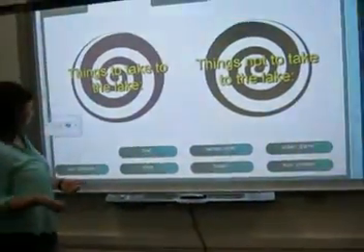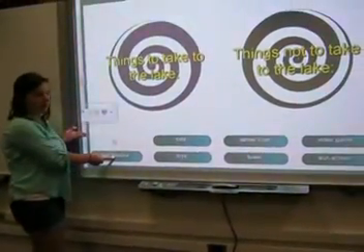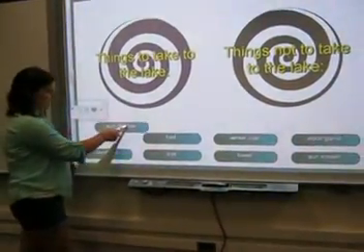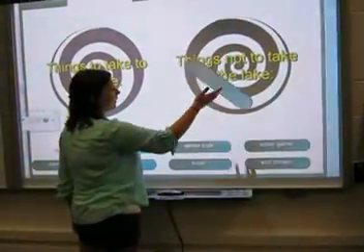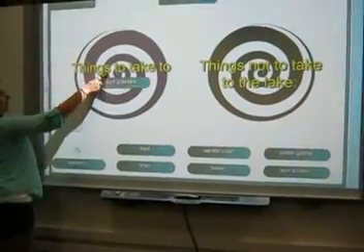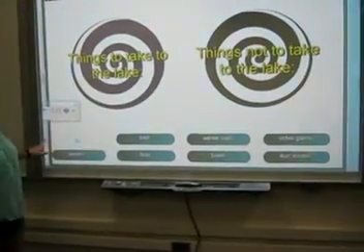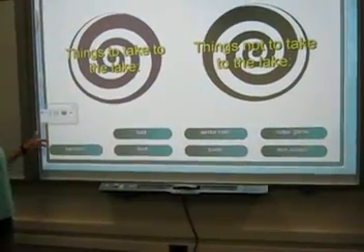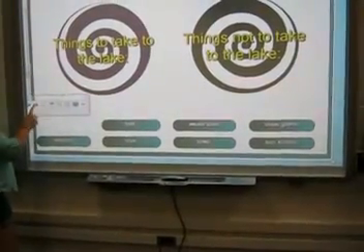But this one says sunglasses, and sunglasses is something you would take to the lake. If students got the wrong answer, it would spit it back out, and then they would have to try again and put it into the right vortex. I think there were 10 of those that I made.